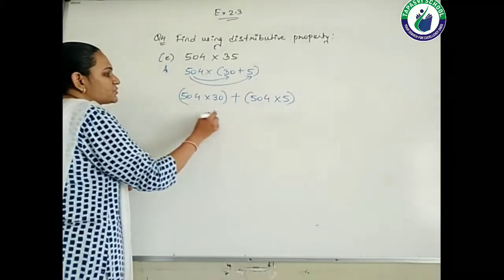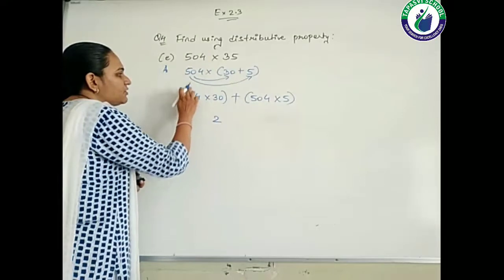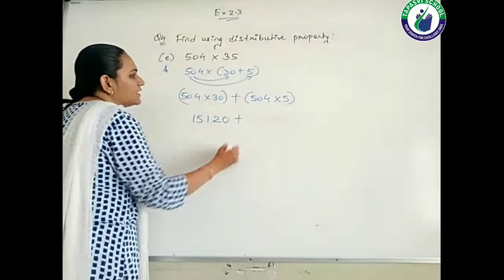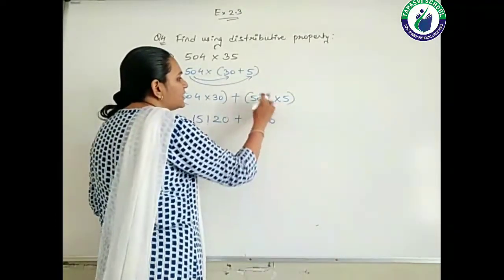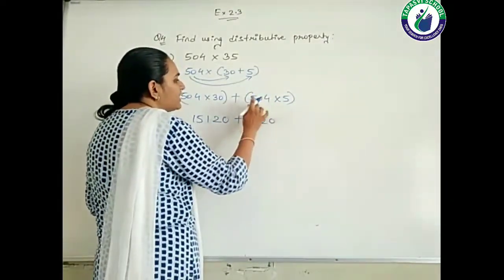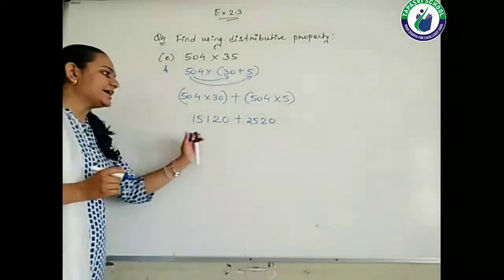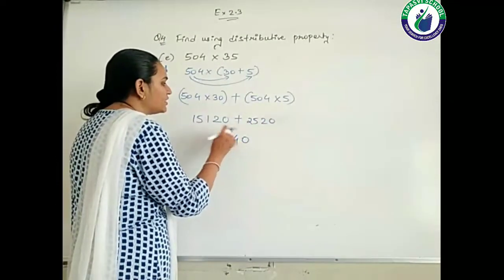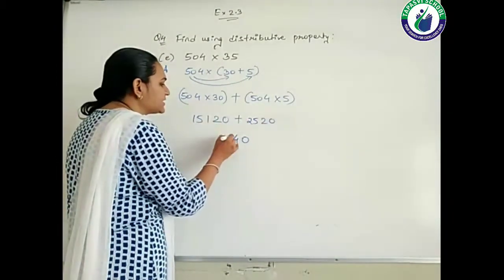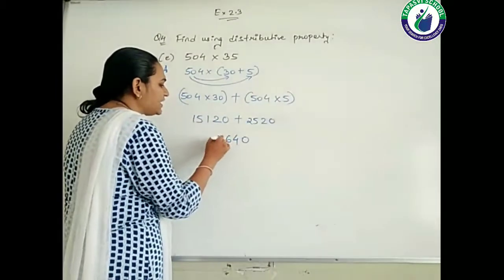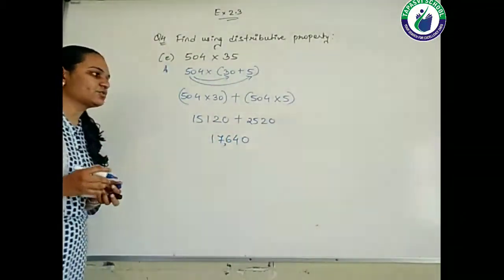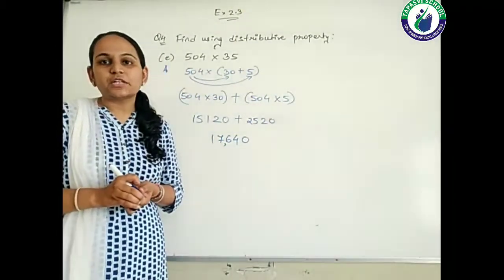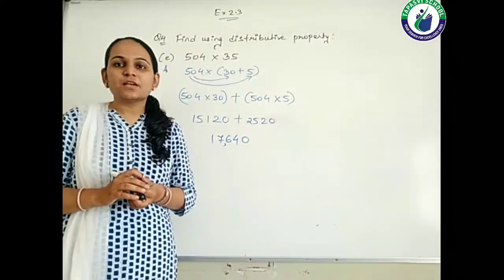3 4s are, students, 12. 3 zeros are 0 plus 1, that is 1. 3 5s are 15 and 1, 16. Plus this one, 5 4s are 20. 5 5s are 25. Now we need to add both the numbers. So 0 plus 0, 2 plus 2, 4, 1 plus 5, that is 6. 5 plus 2, 7 and 1. So this is the answer for the last question, students, that is 17,640, right? I hope students you understood this question.